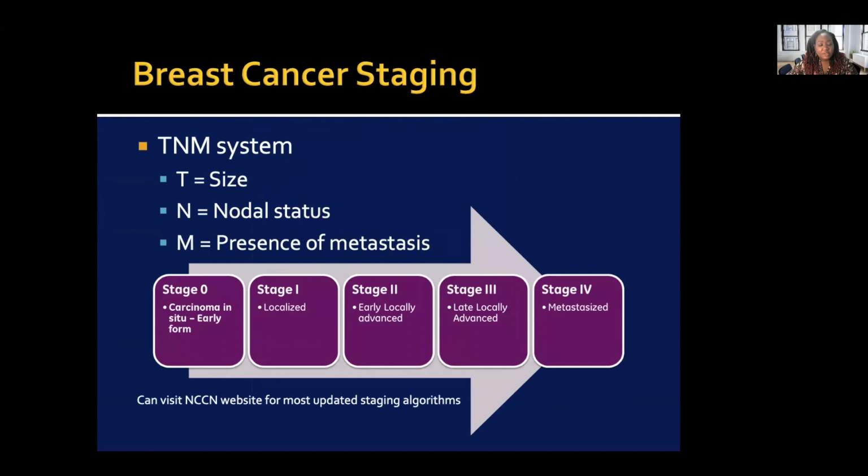Breast cancer staging. So the TNM system is what we use to stage breast cancer. T for size, N for nodal status, and M for the presence of metastasis. Stage 0 is carcinoma in situ, so DCIS is considered stage 0 breast cancer. Stage 1, 2, 3, and 4 progressively get worse. For the sake of conciseness of this lecture, I decided not to include every single stage and go through the breakdown. I want you all to visit the NCCN website for the most updated staging algorithms. In summary, know that the lower the stage, the earlier the tumor and the earlier the cancer, versus the later the stage, usually the more advanced disease. Stage 4 is metastatic disease.